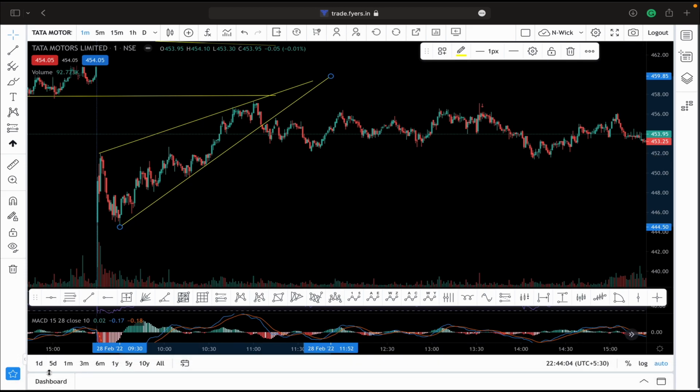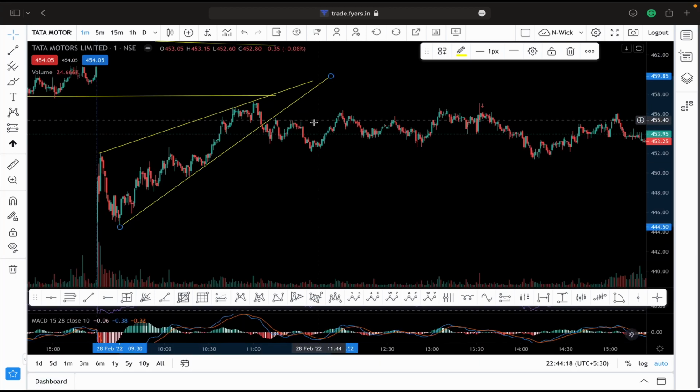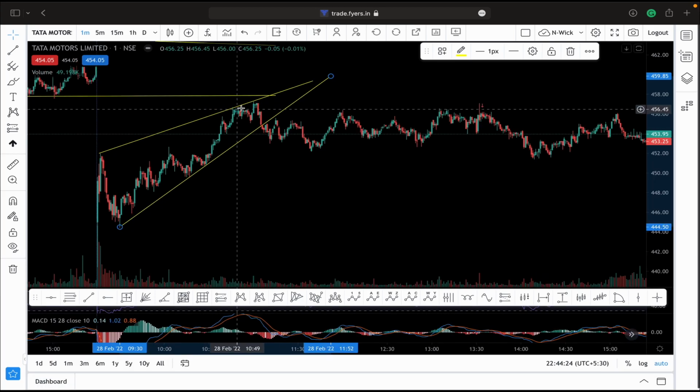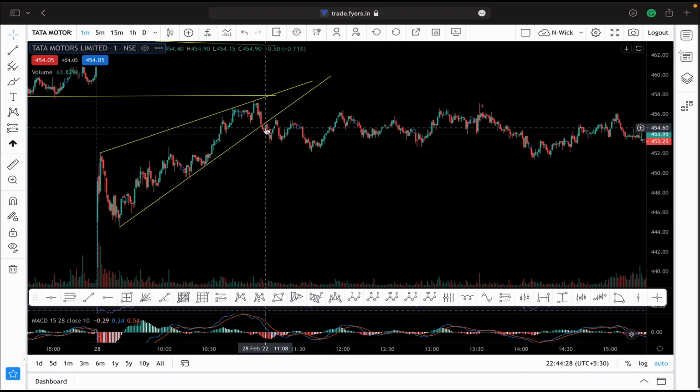So first let me show you my entry. In the morning at 11:04 I sold short at 4:56:15. You can check the time also, 11:04. At 11:04 it comes to this area only. After that I took the trade, I think after breaking this candle.